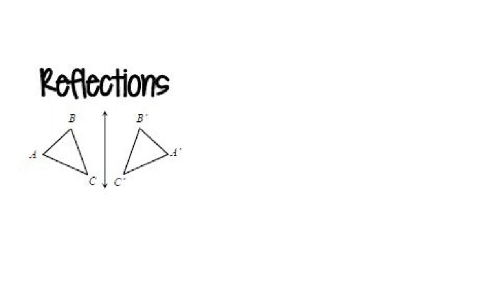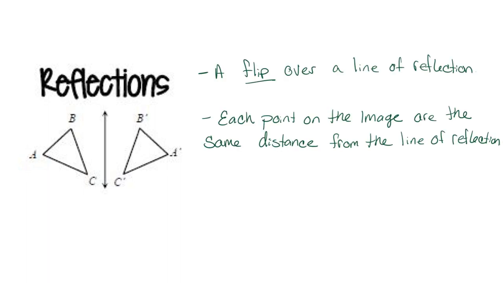Okay, so reflection is the first one we are going to discuss. A reflection is a flip over a line of reflection. Each point on the image is the same distance from the line of reflection. So if this is my line of reflection, and this point C is 2 points away, the new C would also be 2 points away.